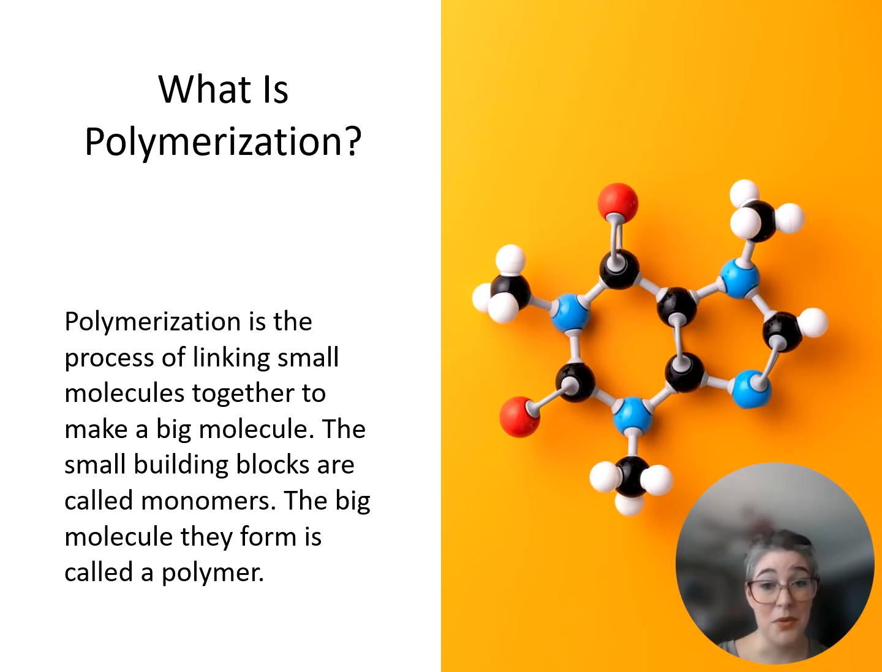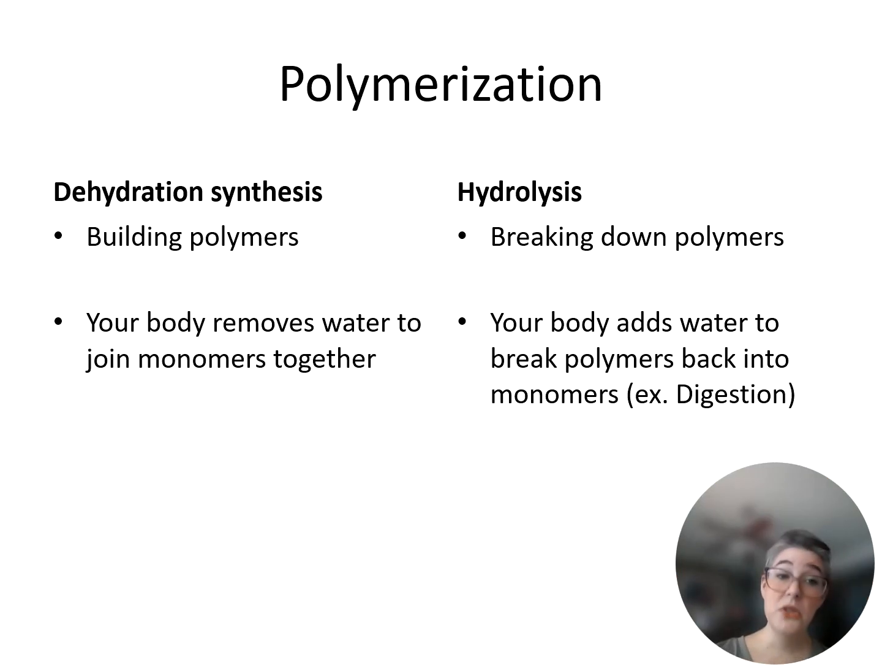And sometimes polymerization needs to be undone. They need to do the opposite. So instead of building from a small unit to a larger unit, maybe you gave your body a larger unit and it needs to break it down into a smaller unit. Well, it can do that by hydrolysis. And so that's where your body adds water to break polymers back into monomers.